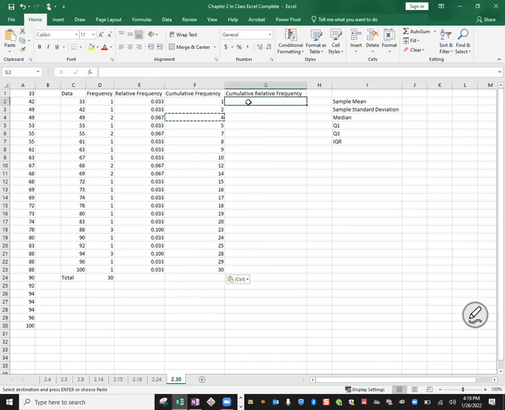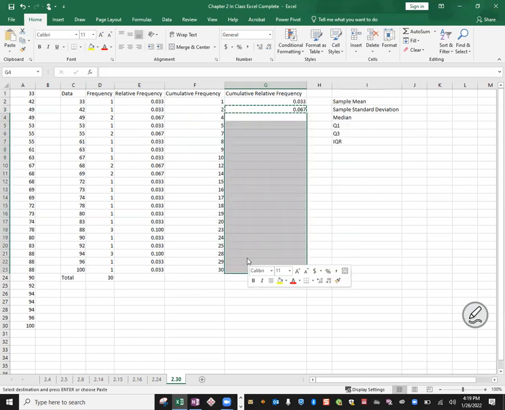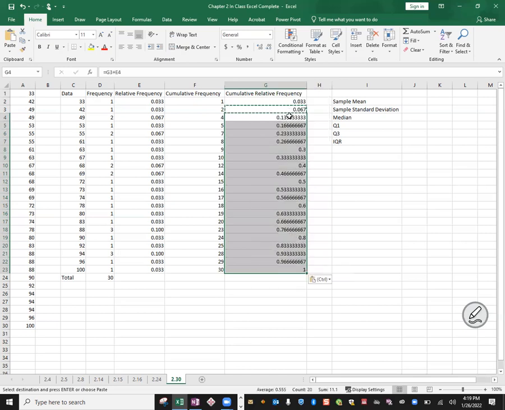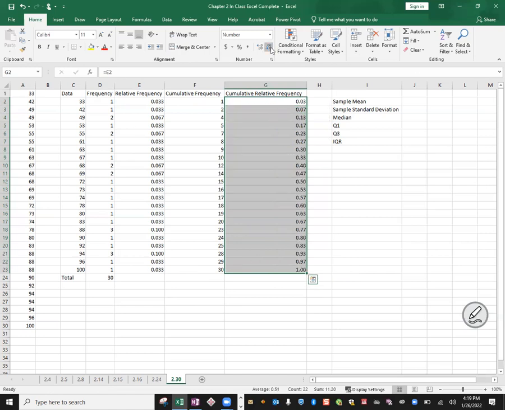Cumulative relative frequency. So this one's going to equal this value. Enter. This one's going to equal this value plus this value. Enter. Now we're going to copy this and paste the formula here, and it continues to add, and we see that our total gets to 1 for our cumulative relative frequency. Again, if we want 3 decimal places, all we need to do is go back and take this to 3 decimal places.